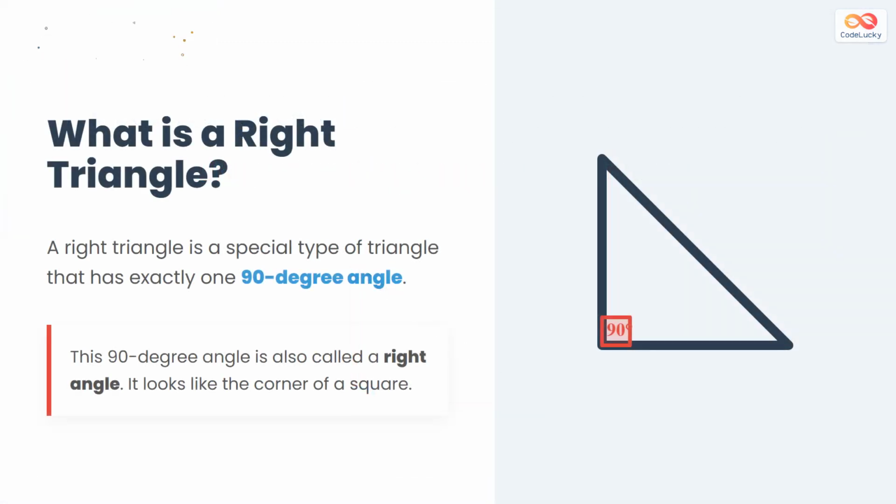First, let's quickly review what a right triangle is. A right triangle is a triangle that has exactly one 90-degree angle. This angle often looks like the corner of a square or a rectangular room.